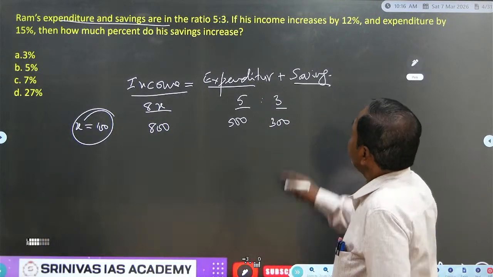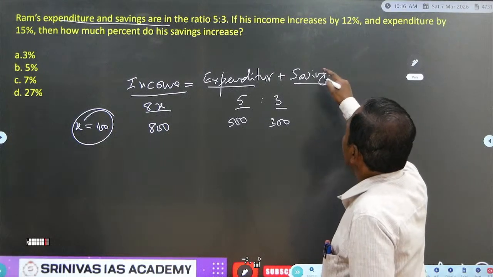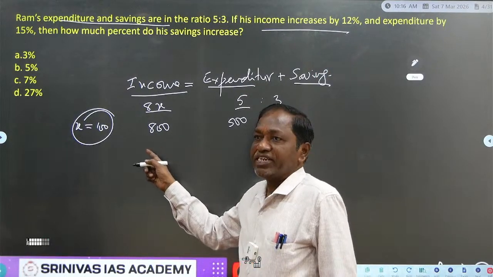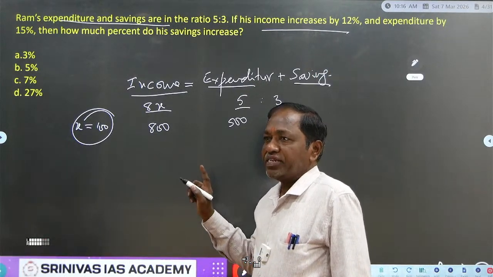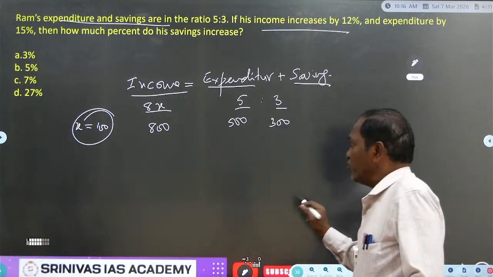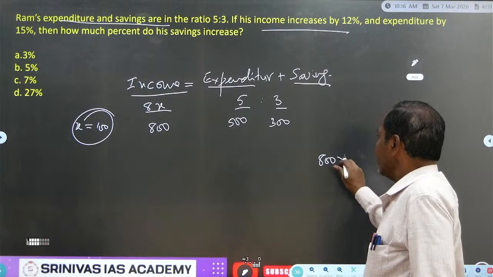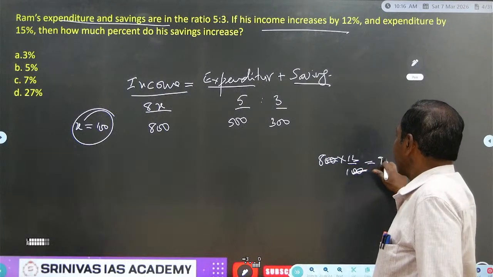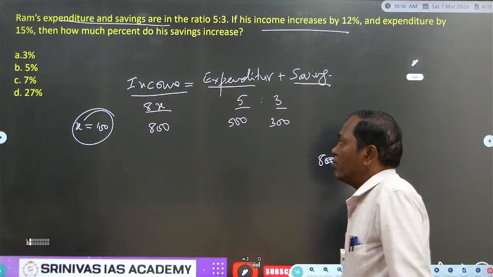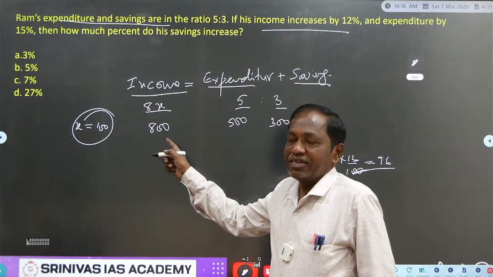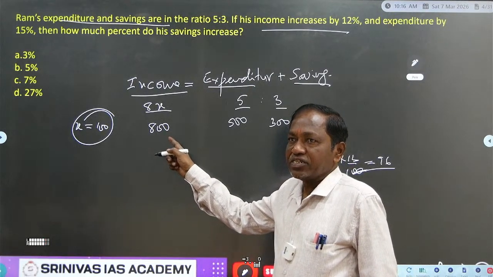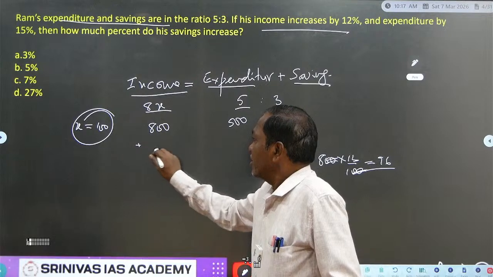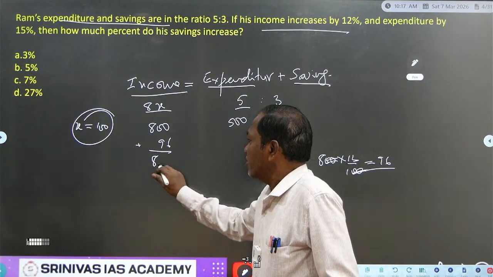Now, income increases by 12%. What is 12% of 800? 800 into 12 by 100, zeros get cancelled, this is 96. Even as a shortcut, percentage means 2 zeros get cancelled. What is remaining? 12 into 8, 96. This is the total income increase.